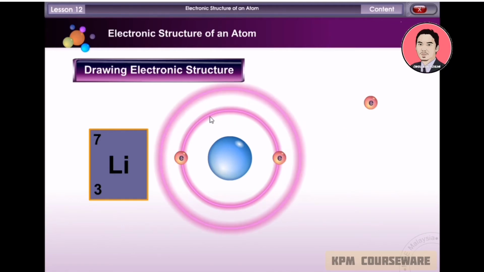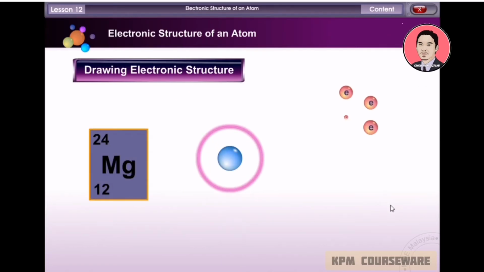Now there is only 1 electron remaining. Do you know where to place it? You need to place the electron in shell number 2. Now we have the electron arrangement of lithium. We can write its electronic arrangement, which is 2.1. 2 represents electrons in shell number 1, while 1 represents the number of electrons in shell number 2.